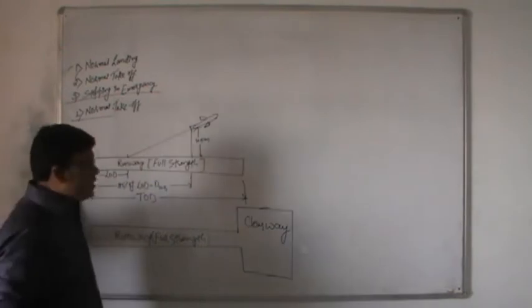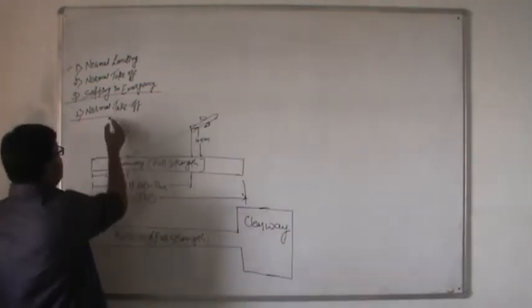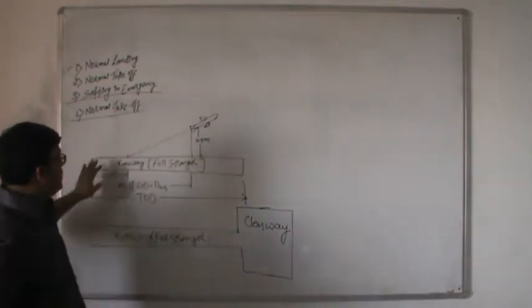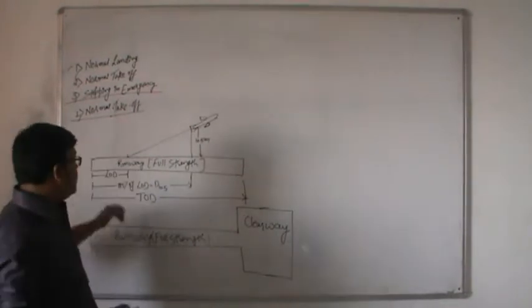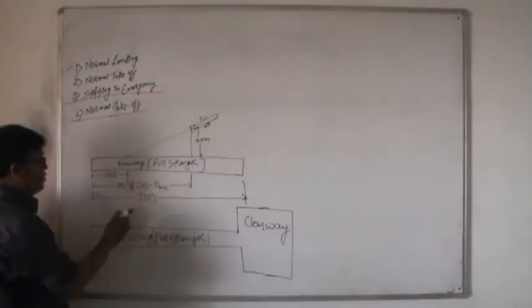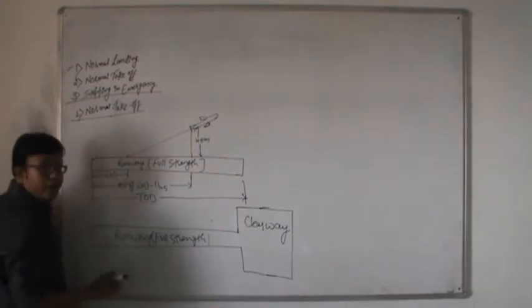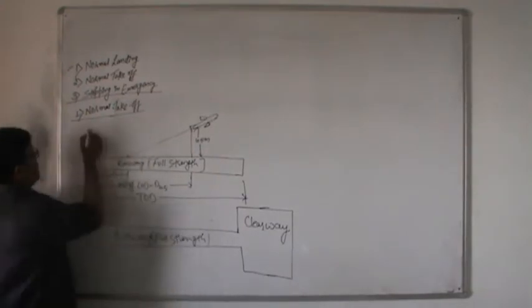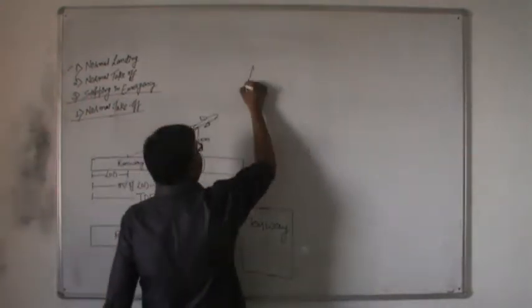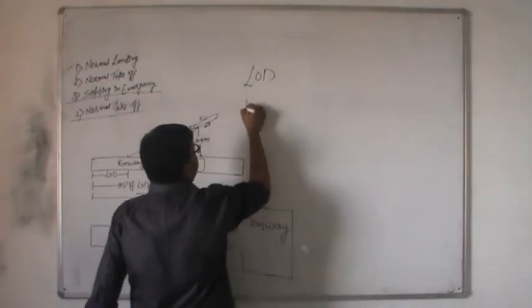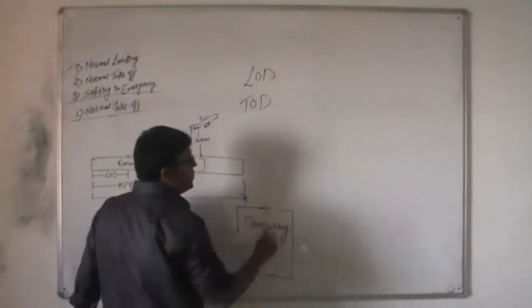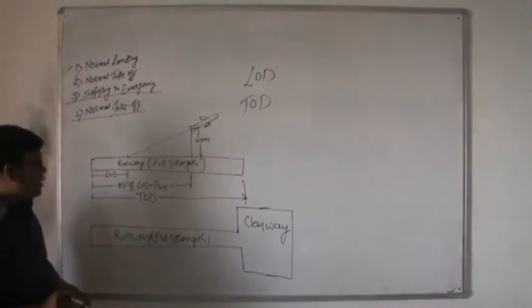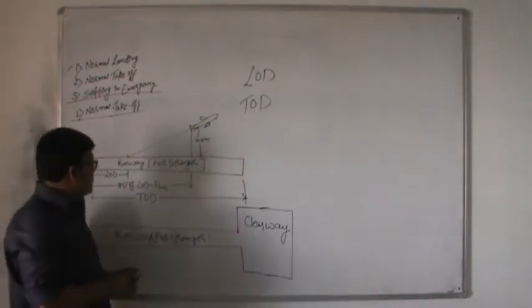And so here we are discussing the normal takeoff situation. This is the first one. This is nothing but the airway of full strength. In this, we will learn two definitions. One is the LOD, and the other is the TOD. So we will try to understand what is LOD and what is TOD.